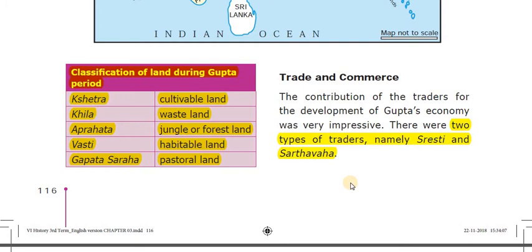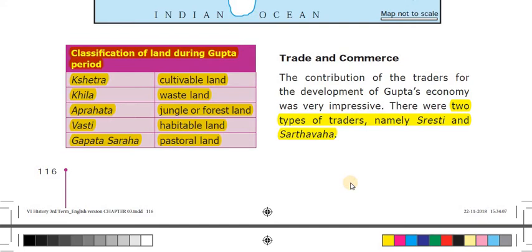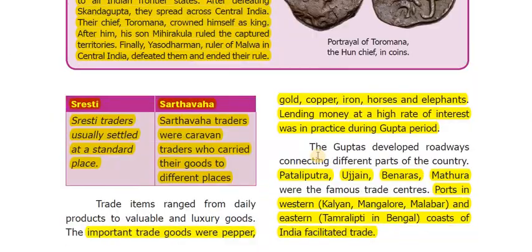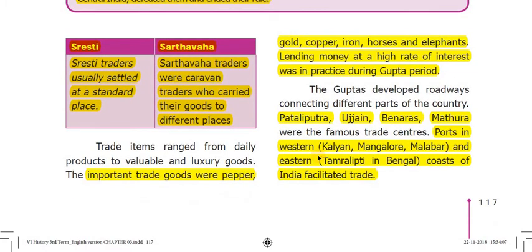Trade and commerce. The contribution of the traders to the development of the Gupta economy was very impressive. There were two types of traders, namely Shresthi and Sarthavaha. Shresthi traders usually settled at a standard place. Sarthavaha traders were caravan traders who carried their goods to different places. Trade items ranged from daily products to valuable and luxury goods. The important trade goods were pepper, gold, copper, iron, horses and elephants.